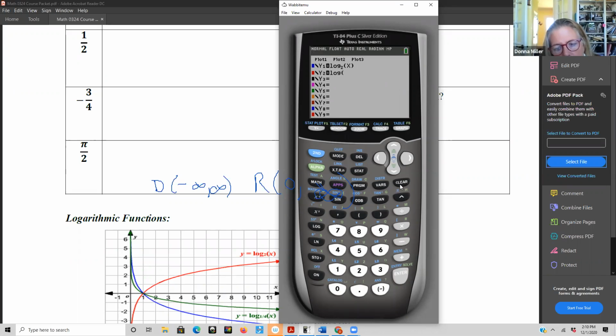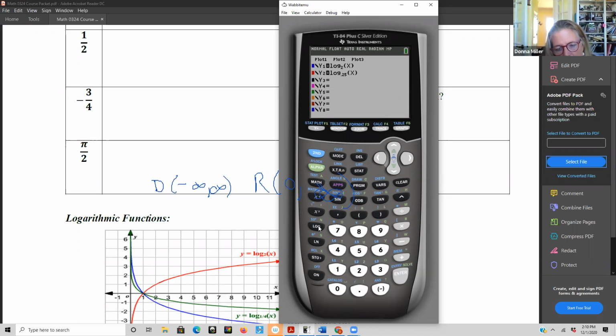I do alpha F2 log base 1/4, so that's 0.25 of x. If I graph that, it's going to look a little different. It's kind of flipped, all right? But you can see these different graphs. I want you to notice that a log cannot have a negative base. All right, it's got to be positive. It's got to be greater than 0.